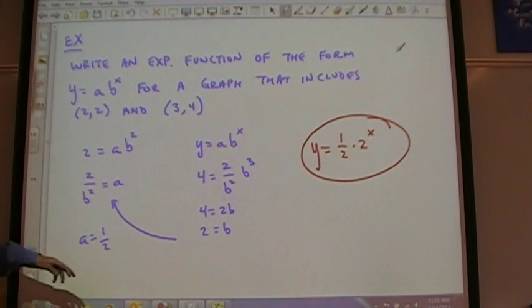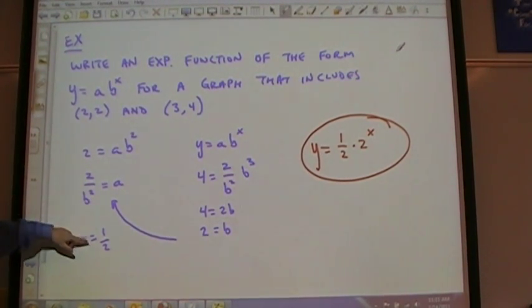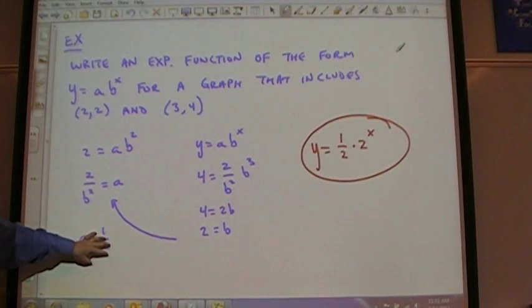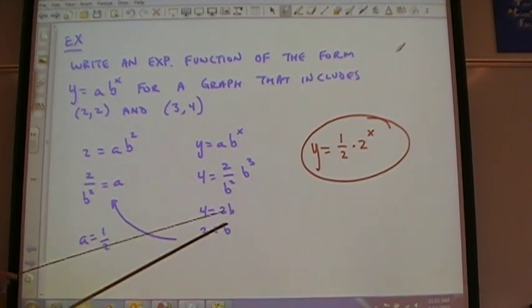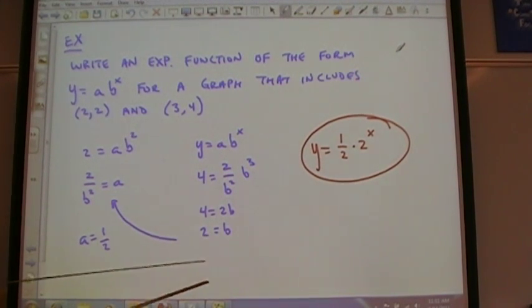Take that 2, and let's figure out the value for a. What's 2 over 4? Because 2 squared is 4, so 2 over 4 is 1/2. And once you get there, you're done. You know your a and b values. You got a value for a, you got a value for b, and that's all you need.